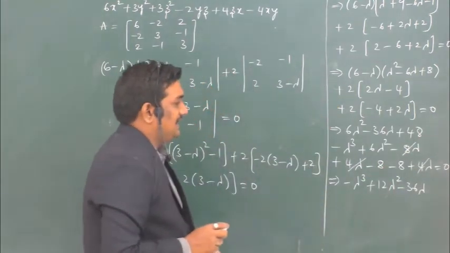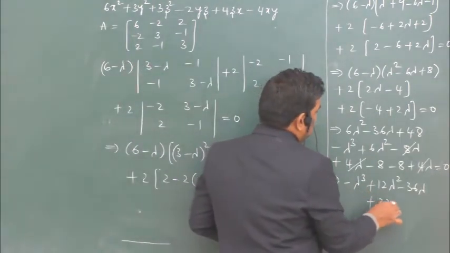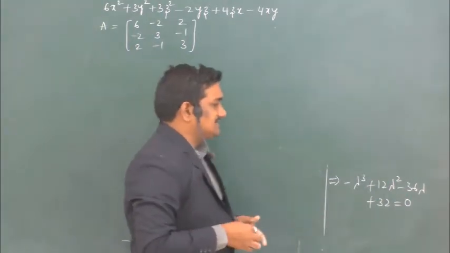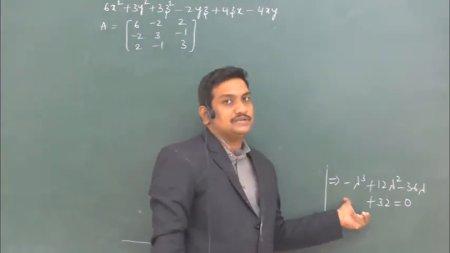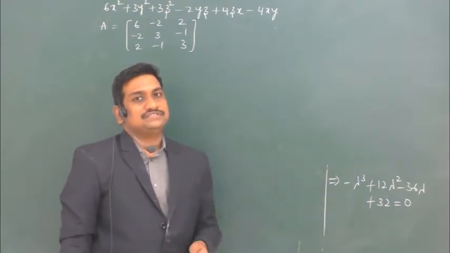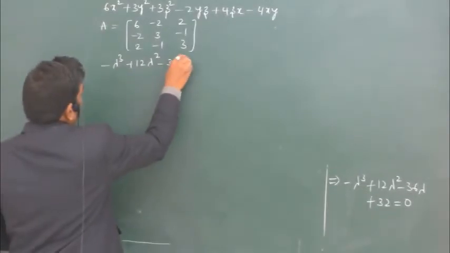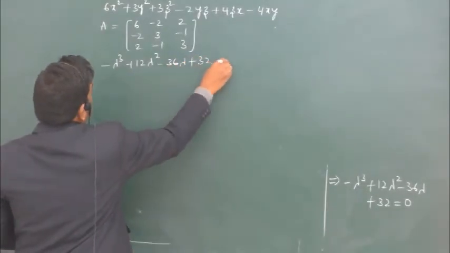Then 48 minus 16 is 32, plus 32 is equal to 0. Now let us continue from this step. There are two ways to find the roots of a third degree equation. Let us apply the synthetic division method. The characteristic equation is minus lambda cube plus 12 lambda square minus 36 lambda plus 32 equals 0.